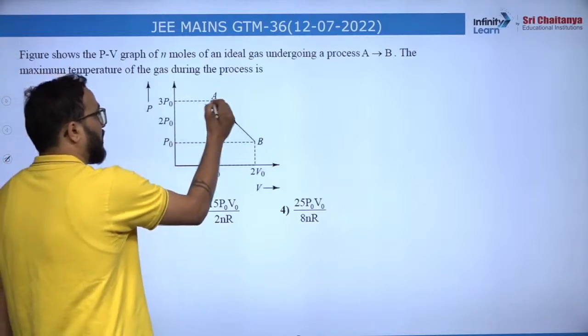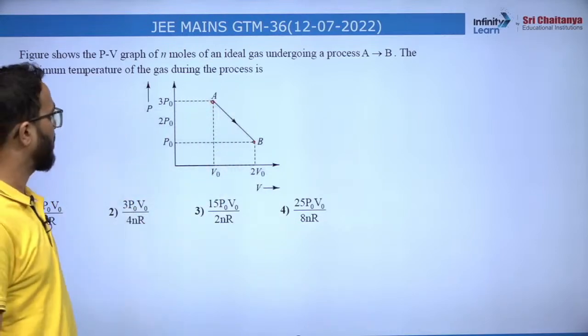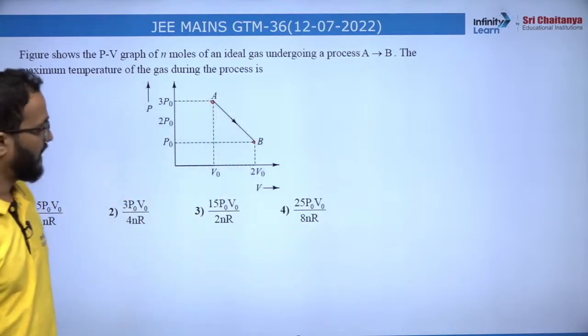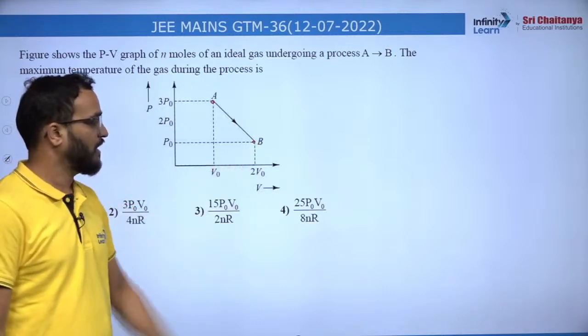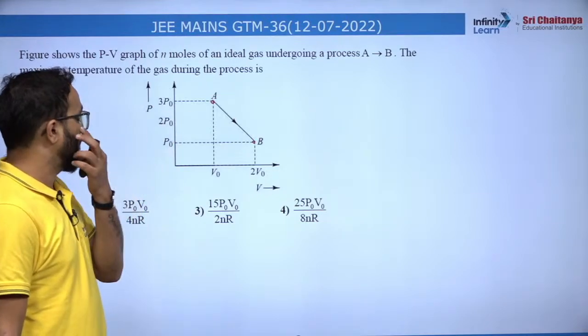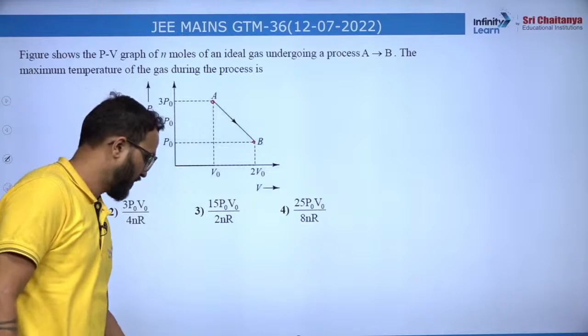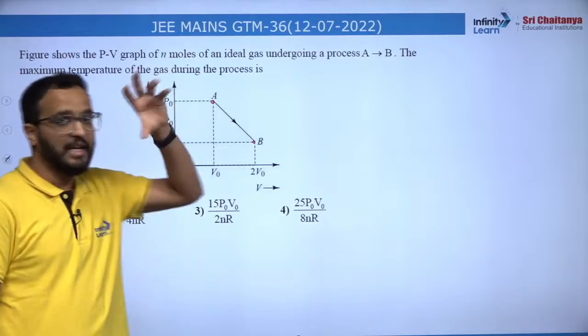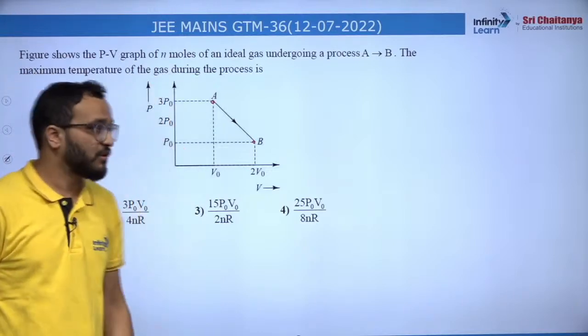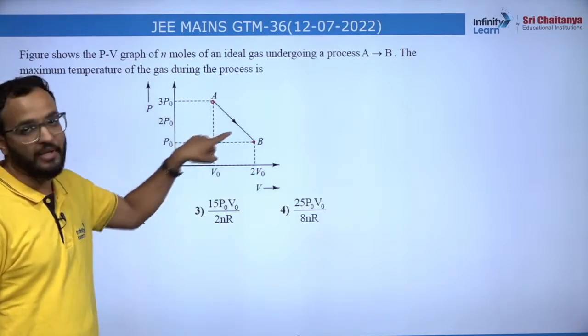Okay, so this is the journey from A to B. A is at some temperature, 3 P naught V naught by NR, and here the temperature will be 2 P naught V naught by NR, right? And obviously here the temperature is rising and then falling, but how to prove this? First of all, let's try to write an equation in which P will be a function of V. That means try to write the equation of this particular straight line.